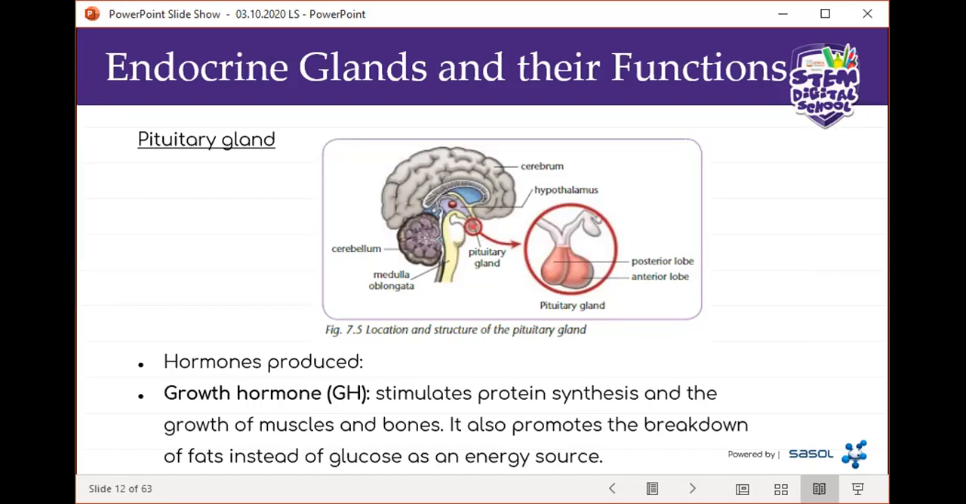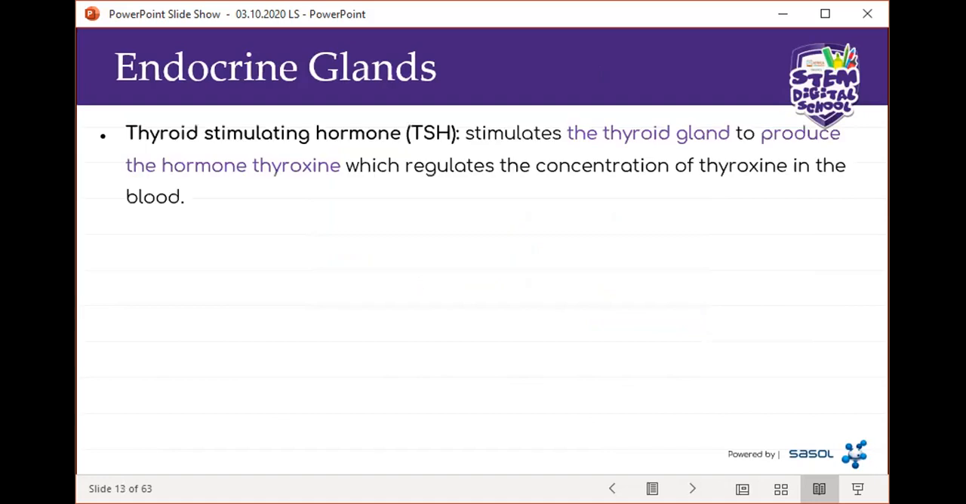So growth hormone stimulates protein synthesis and the growth of muscles as well as bones. It also promotes the breakdown of fats instead of glucose as an energy source. Right? Then the next hormone that we have that is released by the pituitary gland is the thyroid stimulating hormone, and in short, we usually call it TSH.